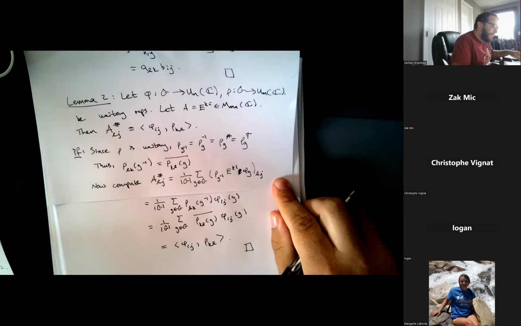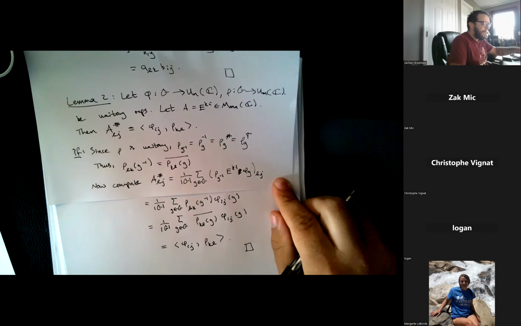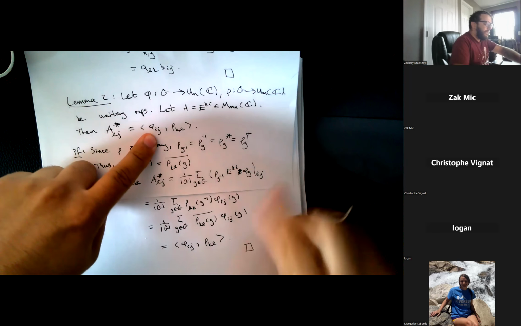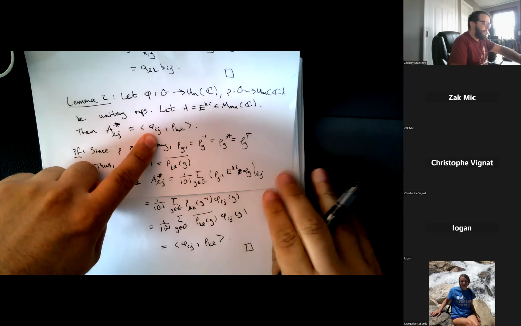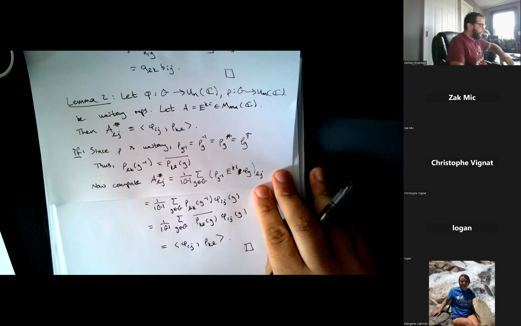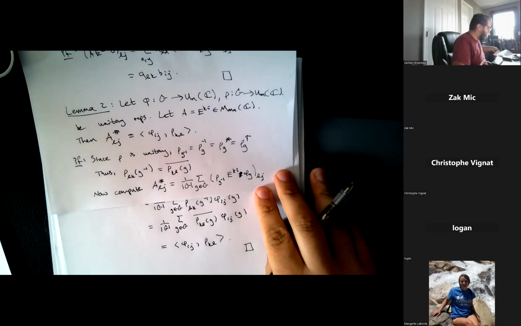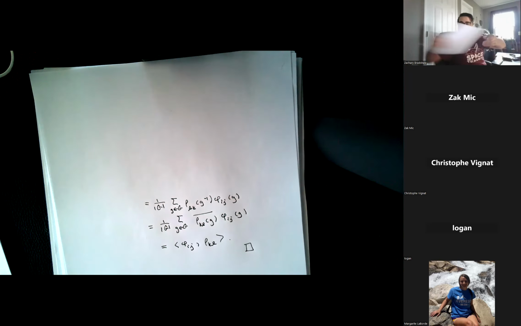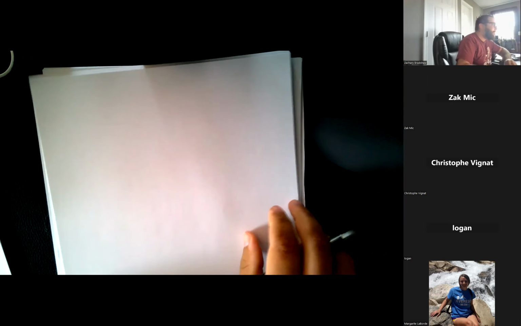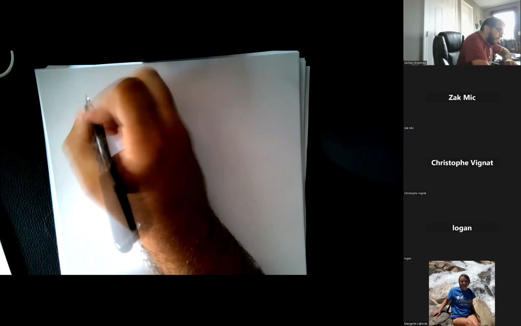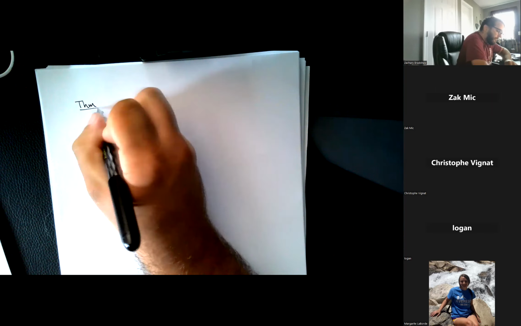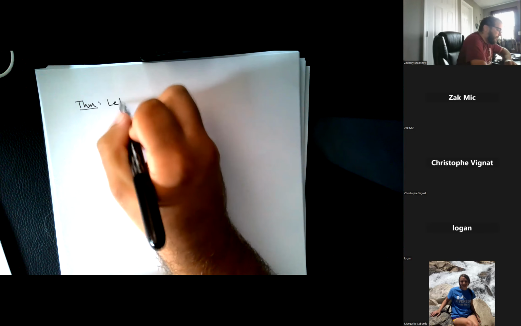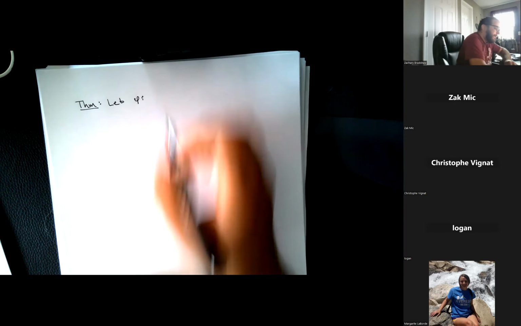So if I have two unitary representations, then if I take the twirl of A, the LJ component is given by the inner product of the components of the representations. So finally, we make it to Schur's orthogonality relations. We can now prove them. And I'll give a couple of nice consequences of this immediately after, and then we'll end there.